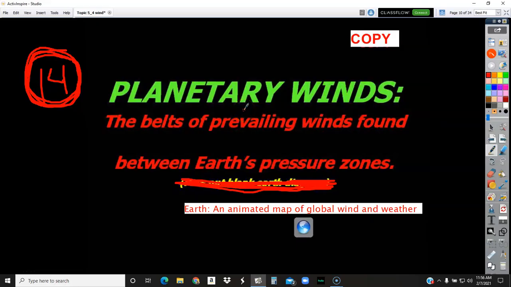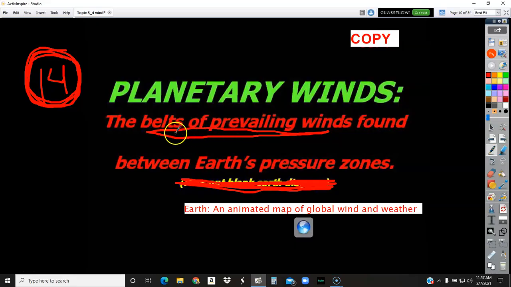So planetary winds are, if you ever heard the term jet stream before, the jet stream is what controls the path of storms. It's like a road for a car, right? A car is going to follow the road and stay on the road. You don't want to go off-road. That would be a bad day for the car. Storms do the same thing. Their road, in air quotes, is the jet stream. They have to follow these wind belts, these prevailing winds, and that's what the storm will track.